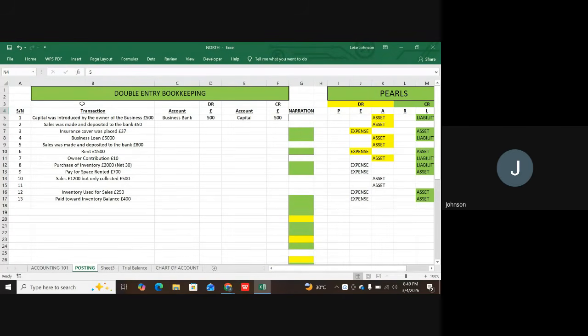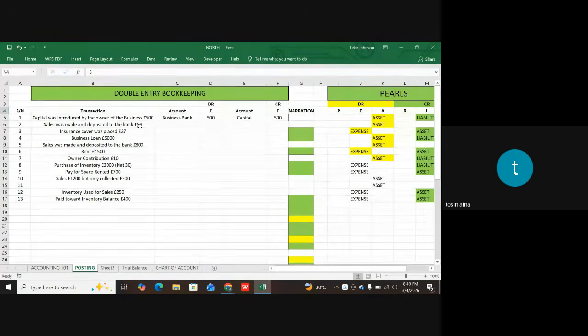The next transaction here, they say sales was made, right? So a customer came, purchased something from us, and he paid through a bank transfer, okay? So when the customer paid through bank transfer, 2 accounts are affected as well. What account and what account is affected? Can somebody quickly answer that on the call?